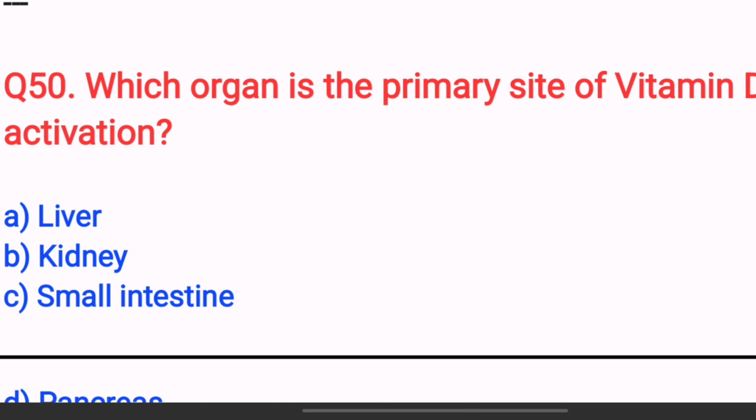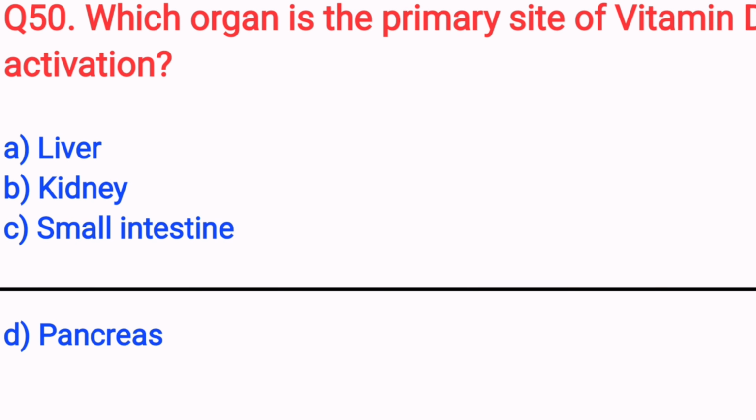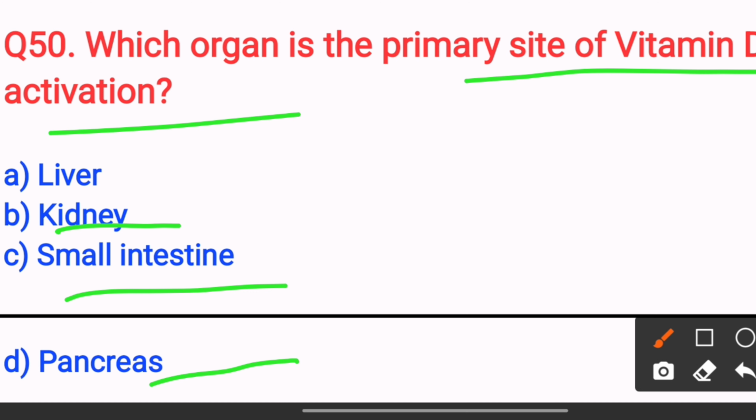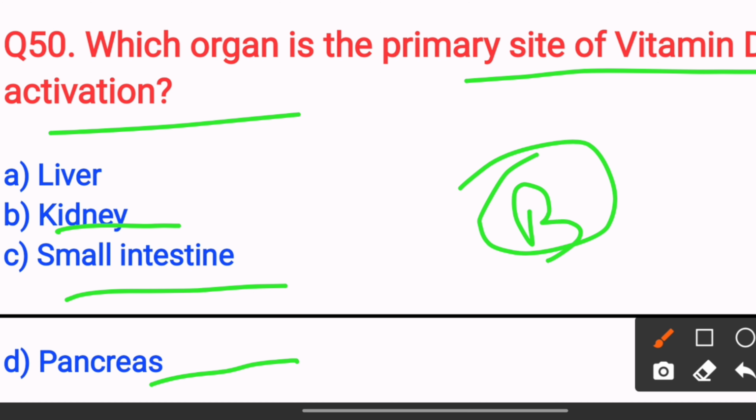Next, which organ is the primary site of vitamin D activation? Option A, liver. Option B, kidney. Option C, small intestine. Option D, pancreas. The answer is option B, kidney. Vitamin D is converted to its active form in the kidneys under the influence of PTH, parathyroid hormone. So the answer is option B.